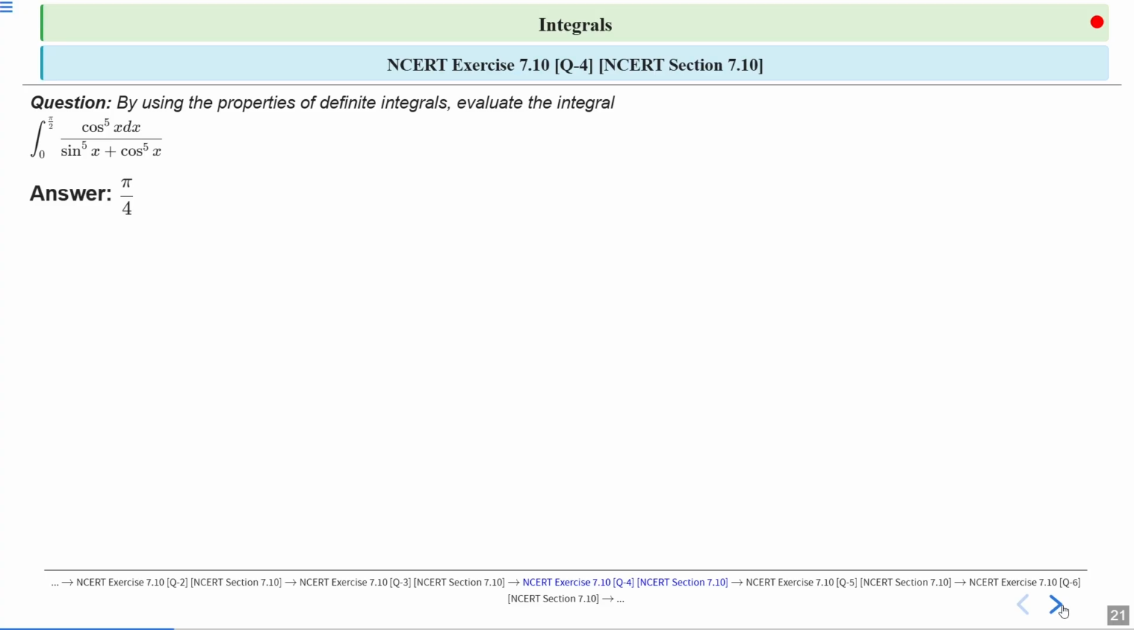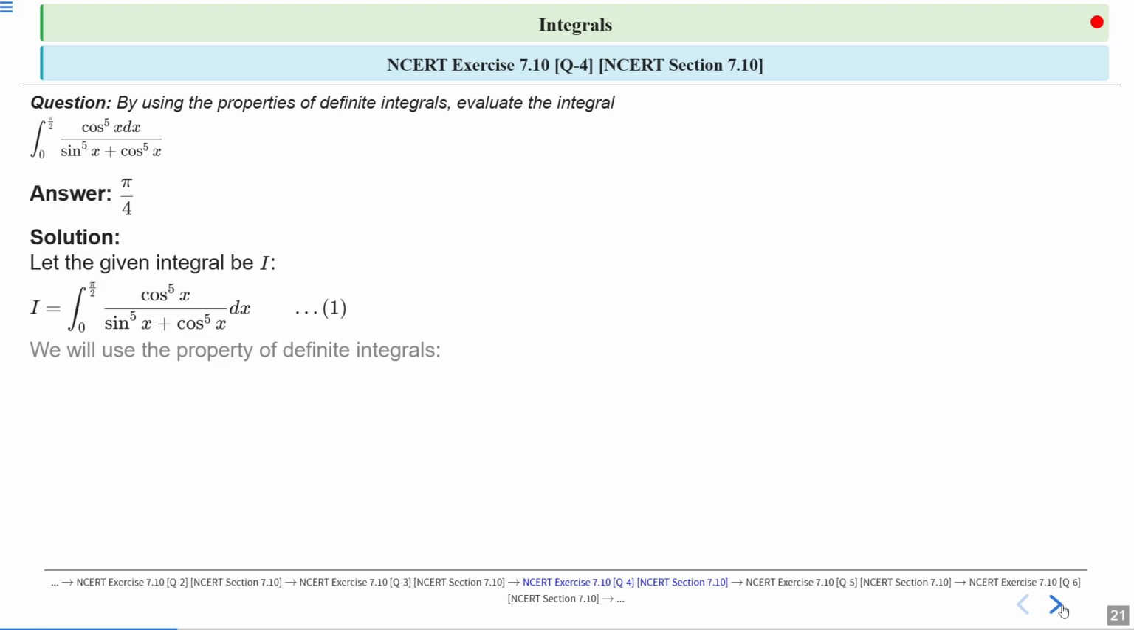So the answer is again pi by 4. Let's consider it be I. Let the given integral be I. So I is equal to the integral from 0 to pi by 2 of cos^5 x by sin^5 x plus cos^5 x dx. Consider it as equation number 1.